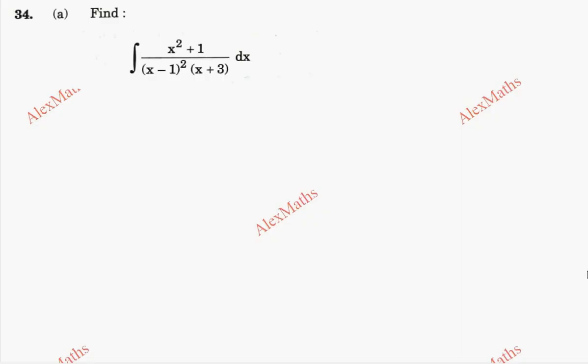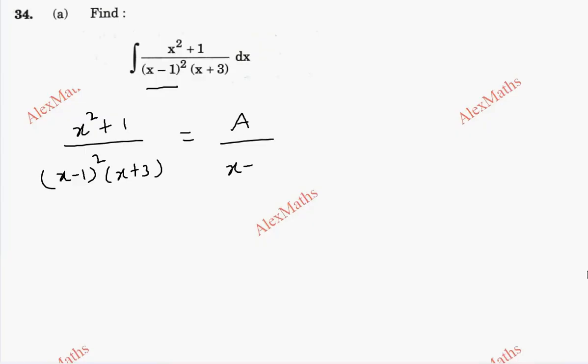Question number 34, part A, we have to find the integral of this. This is using partial fractions because we have factors in the denominator and we have repeated factors. So we take the partial fraction rule, that is (x² + 1) / ((x − 1)²(x + 3)) is A/(x − 1) + B/(x − 1)² + C/(x + 3).